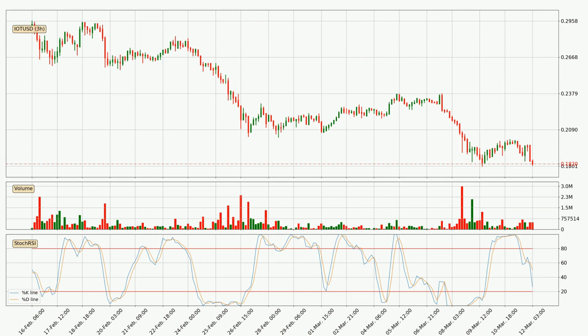Moving to the 3-hourly Stochastic RSI, the Stochastic RSI currently shows no overbought or oversold conditions, but the %K line is below the %D line, which means the current trend is on the downside.